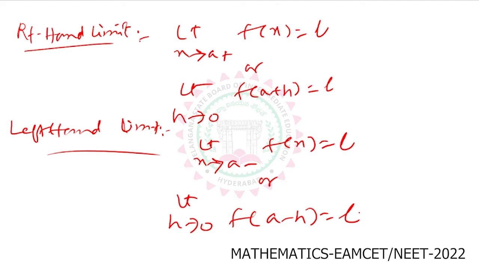This is called the right hand limit and left hand limit. Infinite limit: what is infinite limit? If the limit is x tending to infinity, then we call it the infinite limit.